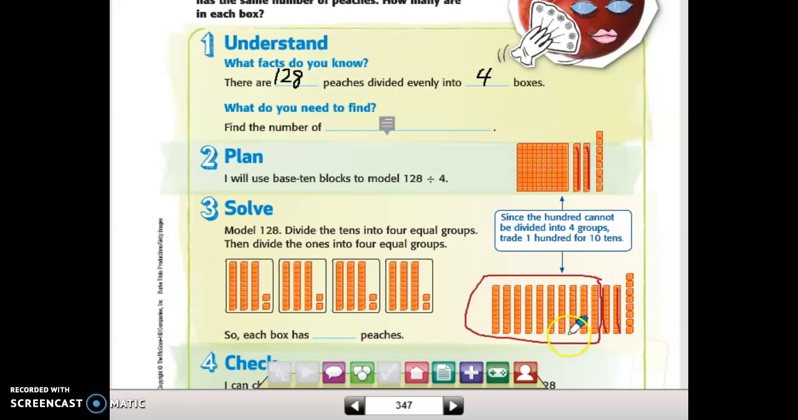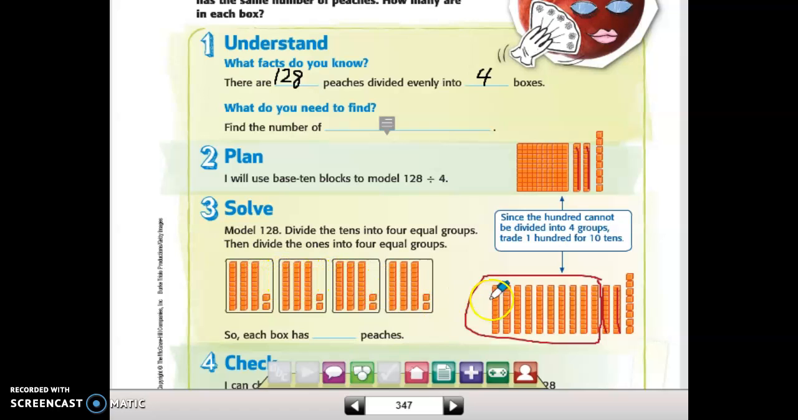Here's the original group. That was 100 that they've split into 1, 2, 3, 4, 5, 6, 7, 8, 9, 10 tens. And the original 2 that were in the original problem are still here, right next to it. So we've still got 128. We've just regrouped that 100 into the tens. Now we can put those into our 4 groups.